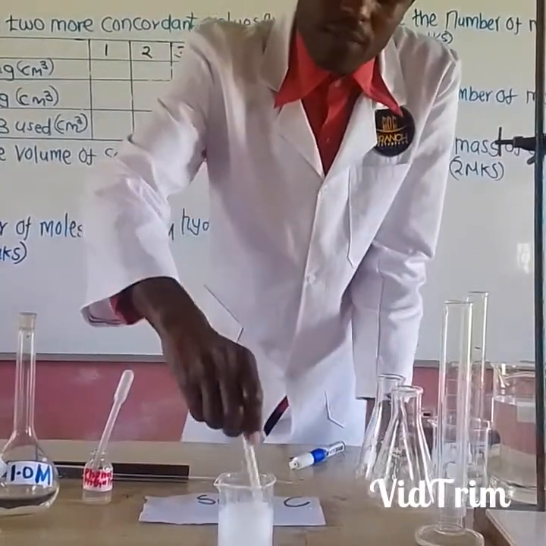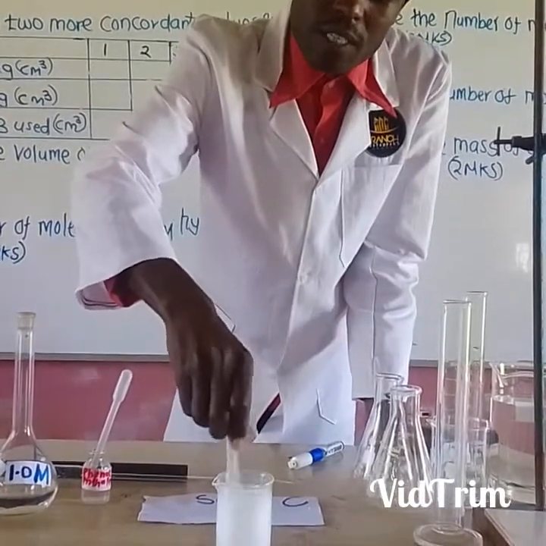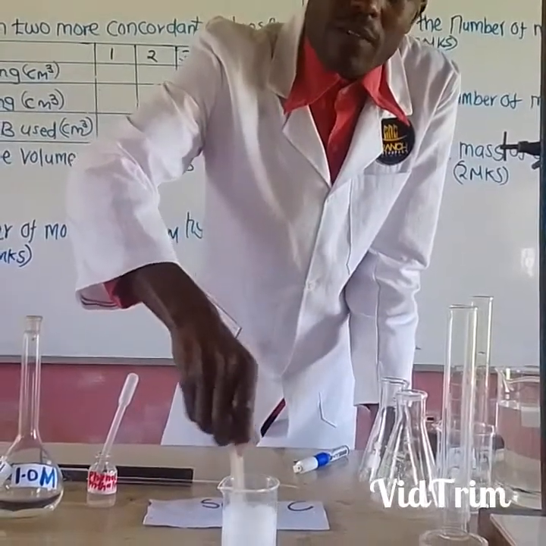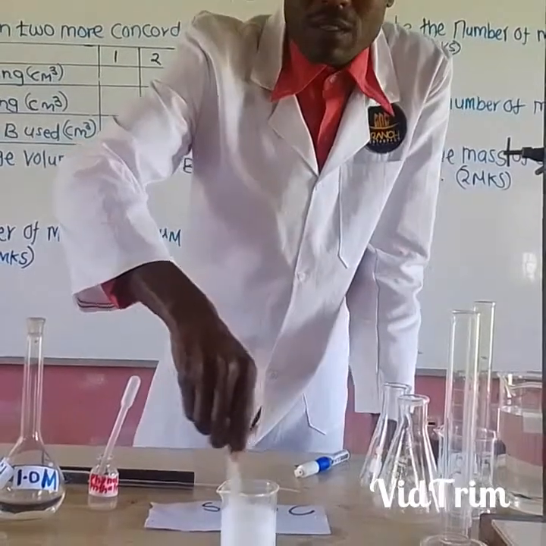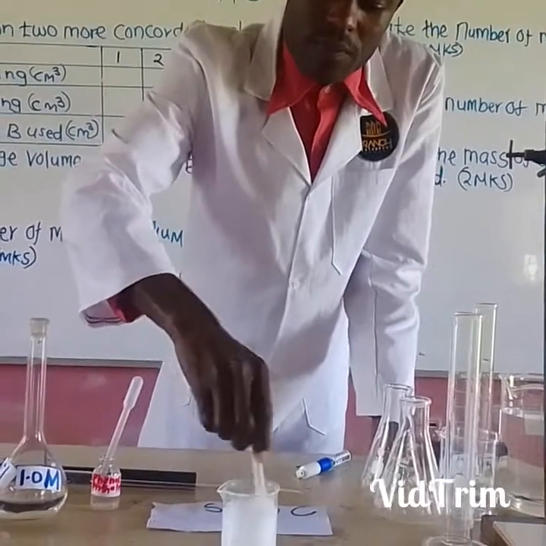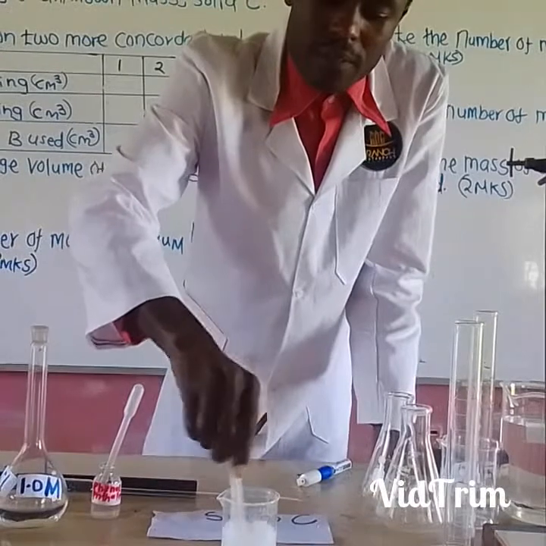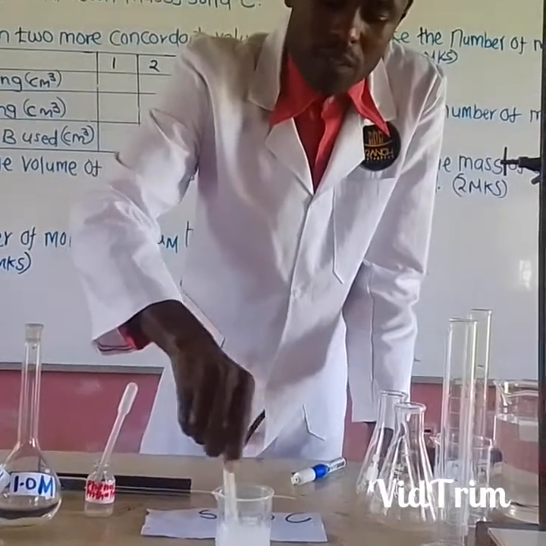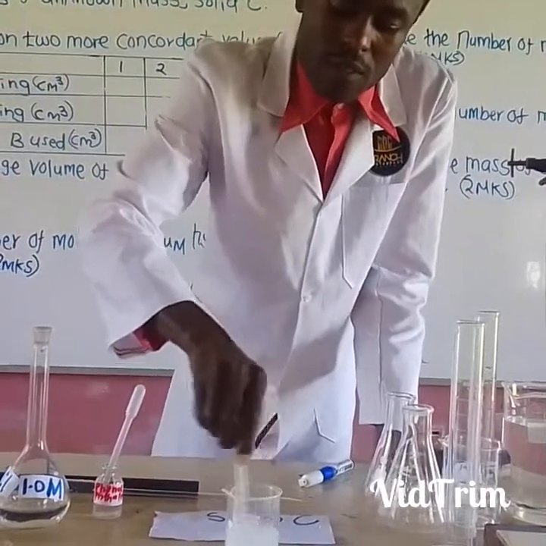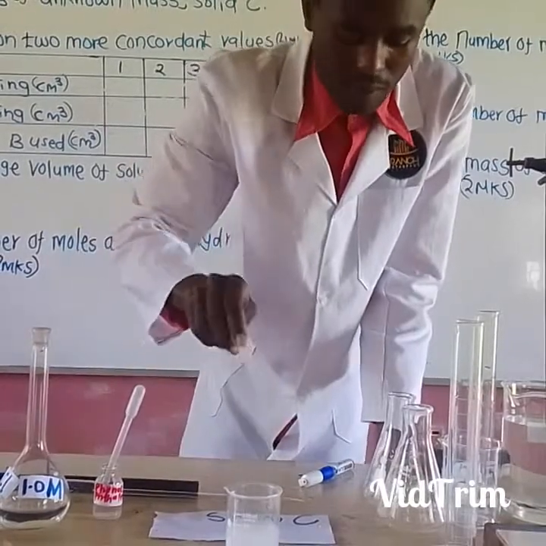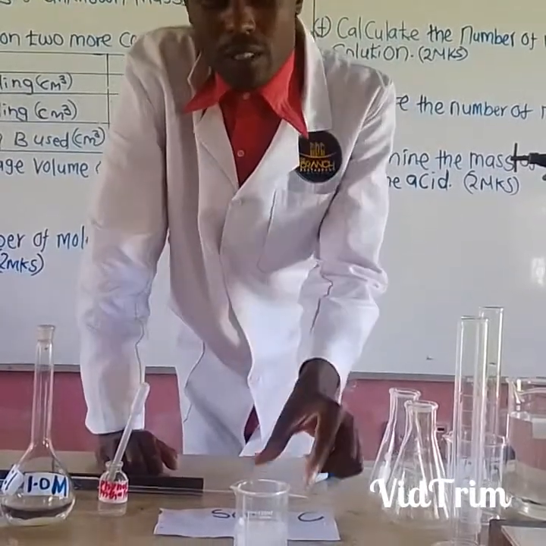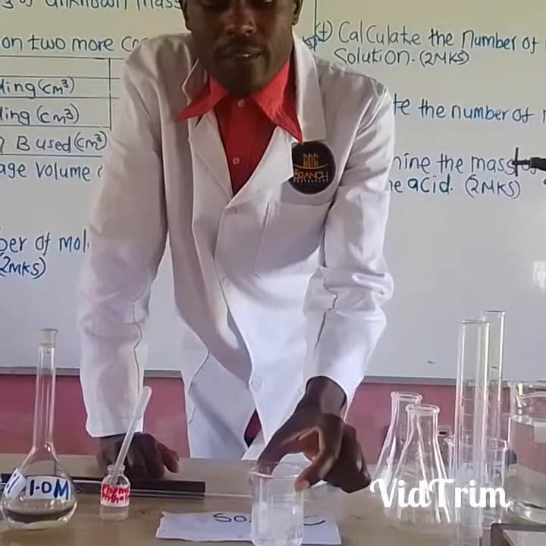Then you can stir using a glass rod until the reaction is complete. That is when the effervescence or gas bubbles stop. You have to stir. So I've reacted sodium carbonate with 60 cm cubed of solution A.